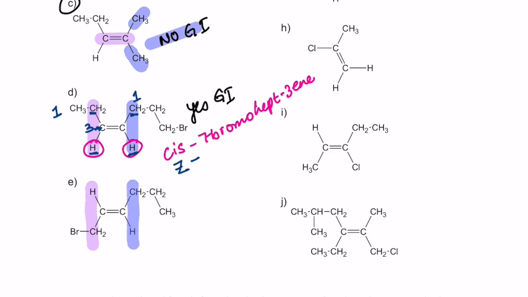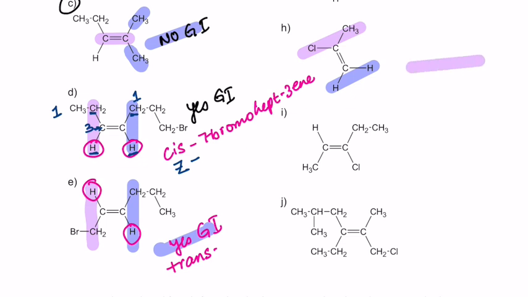So on the double bond, you have two different groups on the left carbon and two different groups on the right carbon. Therefore, yes, you can have geometric isomerism, and because you have the two hydrogens on the opposite side, this is trans. Going to part H. So on this carbon, you have two groups that are exactly the same. On this carbon, they are different, but if even one carbon has two groups that are exactly the same, then you cannot have geometric isomerism.